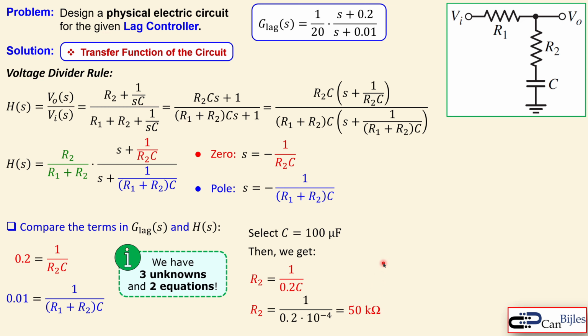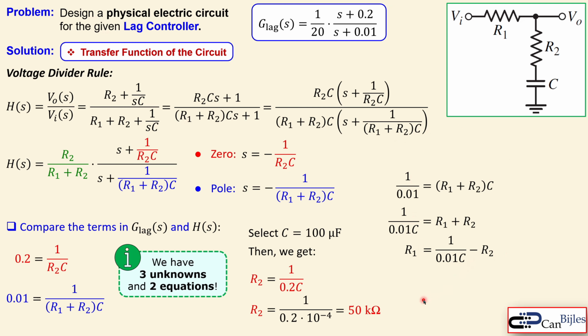Okay, that's the first step. What can we do next? Now we can look at this equation and substitute the R2 we have calculated, and also the C we have selected, so we can get R1. But first we can rewrite this as 1 over 0.01 is equal to the denominator that's shown here. That's the next step. Then we divide out the C, so the left and right hand side are divided by C. So you have this expression, and then you can express R1 in terms of the other parameters.